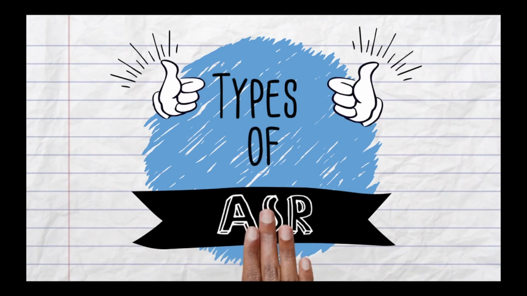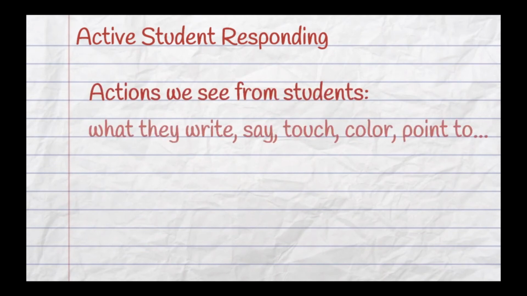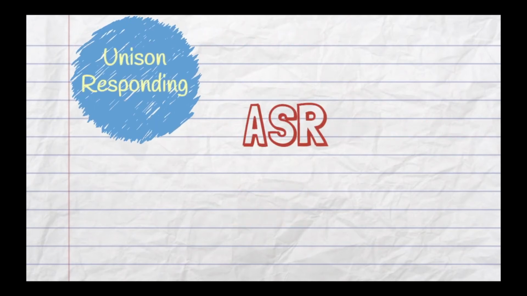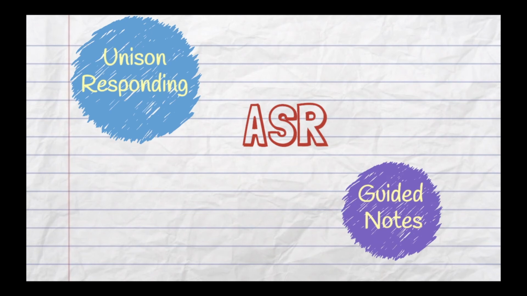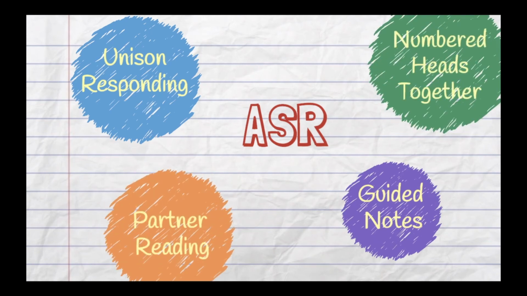Types of active student responding, also known as ASR. Active student responding is a term to describe actions we can visibly see from students. Things they write, say, touch, color, point to, move, and build are all types of ASR. We will focus on these 4 research-based strategies of ASR: unison responding, guided notes, numbered heads together, and partner reading.